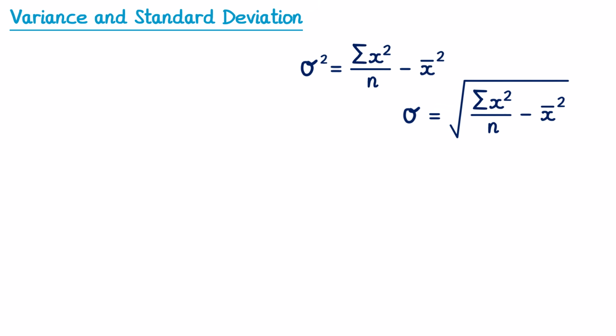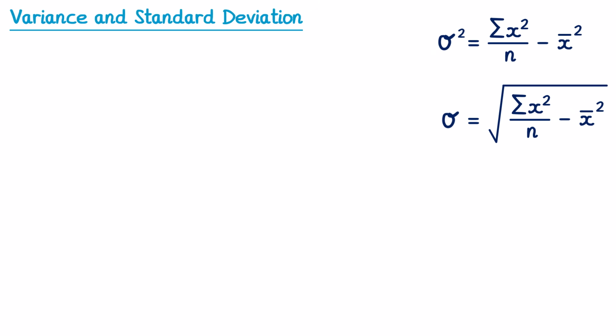Let's take a new set of data and use these formulas to work out the variance and standard deviation. So this set of data here, which we'll call x. Looking at this formula, there's 3 things we're going to need to work out: the sum of x squared, n, and x bar. Let's start with the sum of x squared.